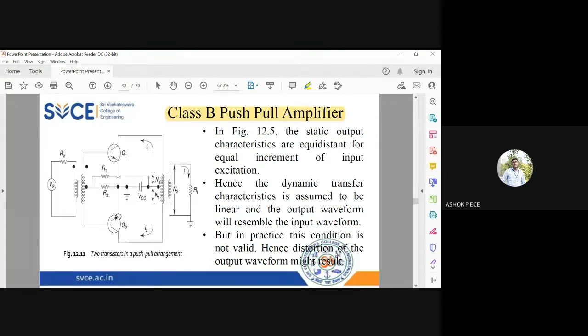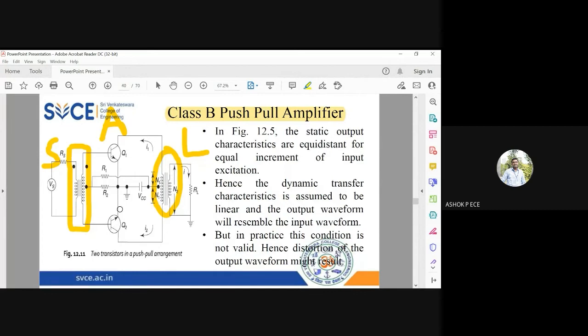push-pull configuration. So you are going to have an input source, and here I am going to have a transformer to isolate the source and my amplifier. This is your source, this is your amplifier, and again you have a transformer to isolate your load. So source, amplifier, load. You have two transformers on both sides to isolate the amplifier from the source and to deliver maximum power from the amplifier to the load. At the end of the secondary of the second transformer, you will have a load resistance RL across which you can measure the output power.